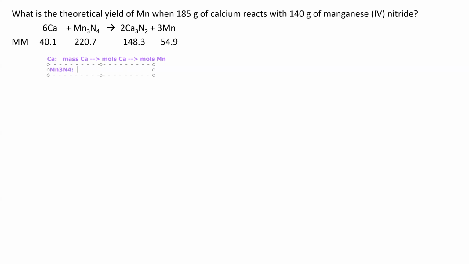So we're going to take the mass of manganese 4 nitride, convert it to moles, and then convert it to moles of manganese. So that's what we're going to do first, and then we're going to determine the limiting reactant and calculate theoretical yield.